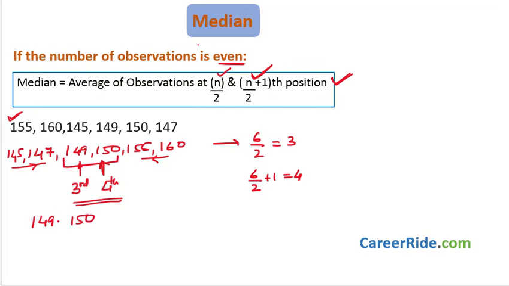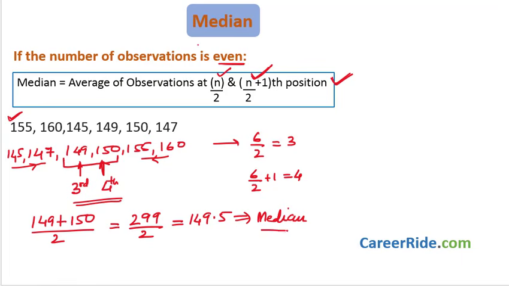Now simply take their average, or their mean. To take their mean, you add both these terms and divide by 2. As simple as that. So this becomes 299 by 2, which is equal to 149.5, which actually is your median in this case, right? Nothing difficult, very easy thing.